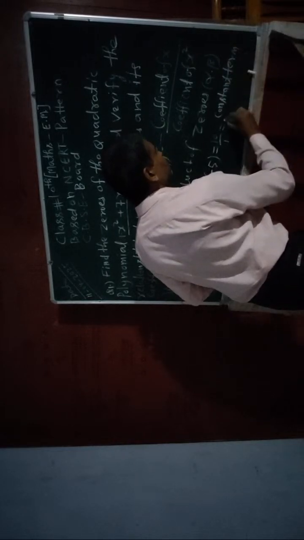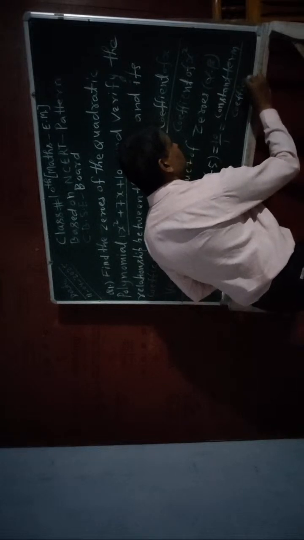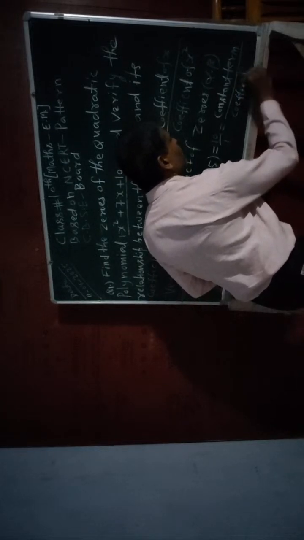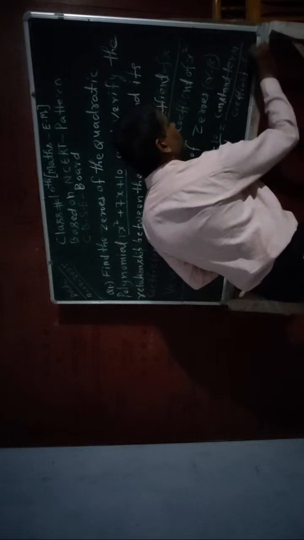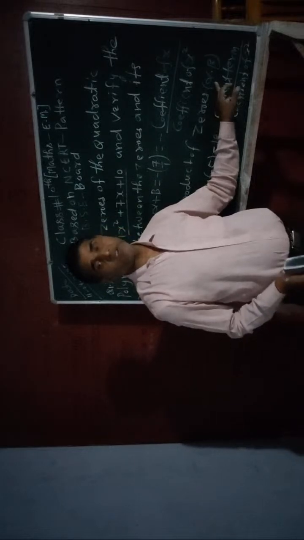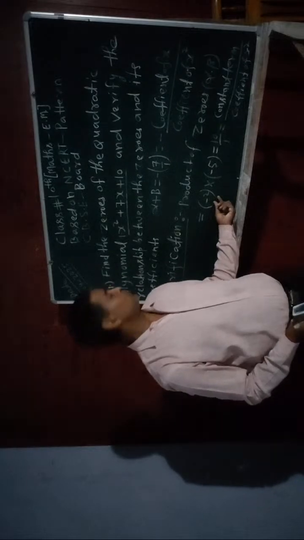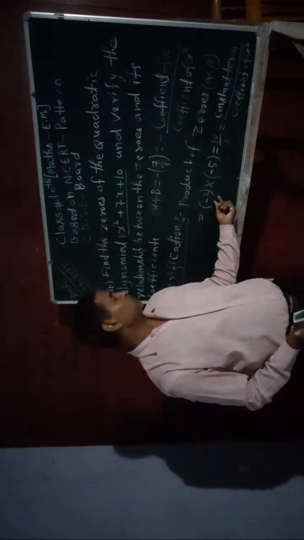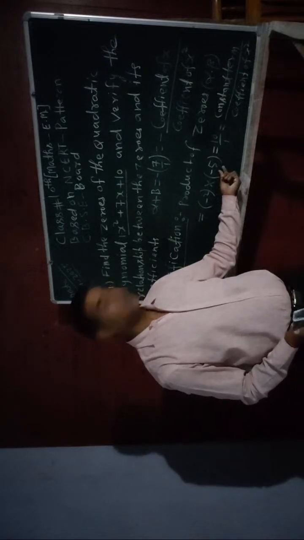Constant term divided by coefficient of x square. Now the product of zeros means alpha into beta. That is equal to, in the place of alpha, I will put the value of alpha, which is -2, and in the place of beta, I will put the value of beta, which is -5.